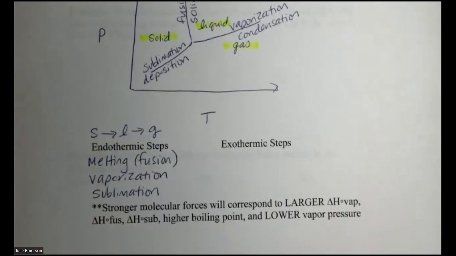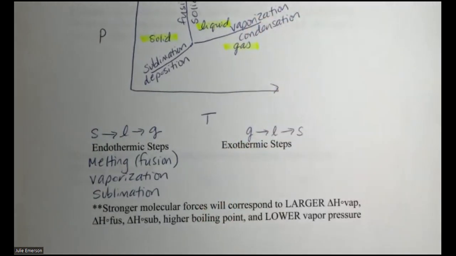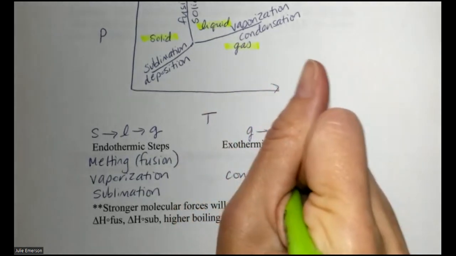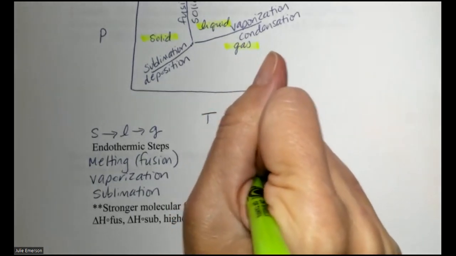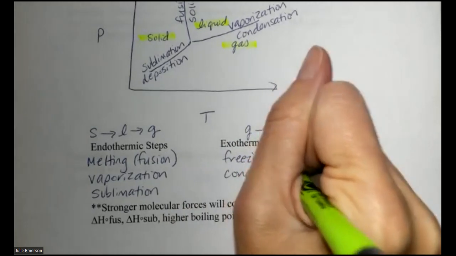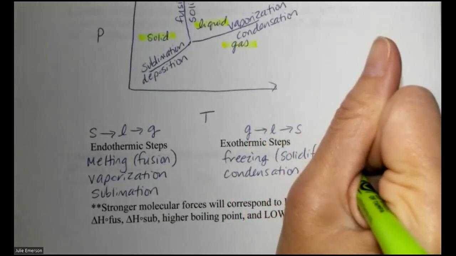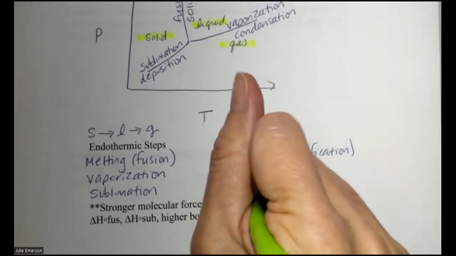Exothermic is when we form intermolecular forces. So this is taking a gas to a liquid to a solid. Gas to a liquid, that would be condensation. Liquid to a solid we would probably call freezing, but of course, we're going to call that solidification. And then the opposite of sublimation is called deposition.